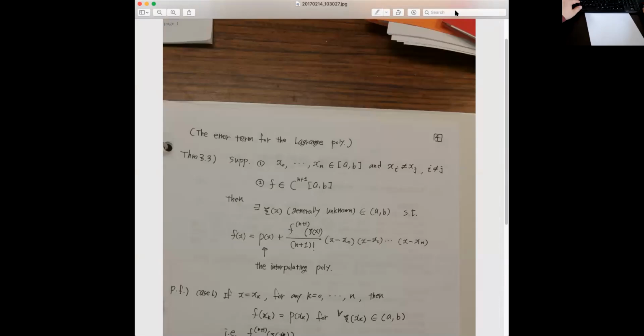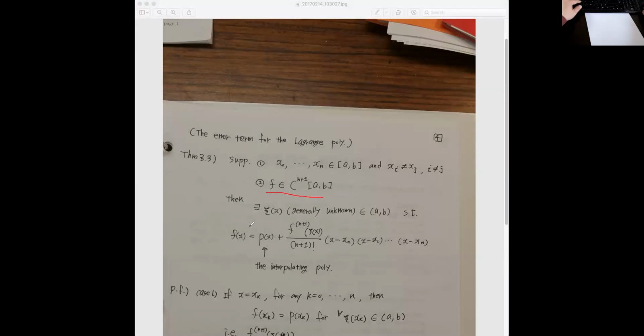All right. So here, the error term for the Lagrange polynomial. That's what we're going to do. See theorem 3.3 right there. Suppose that x0 through xn, n plus one distinct nodes, are given. We assume that the function f has continuous derivatives up to the n plus one derivative.